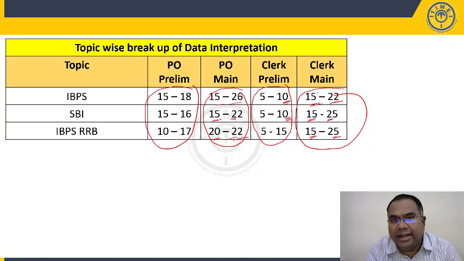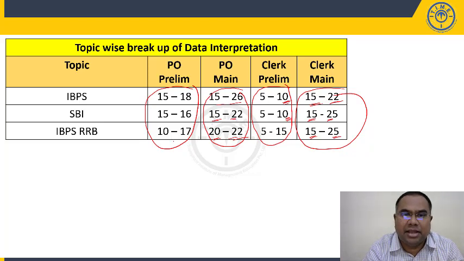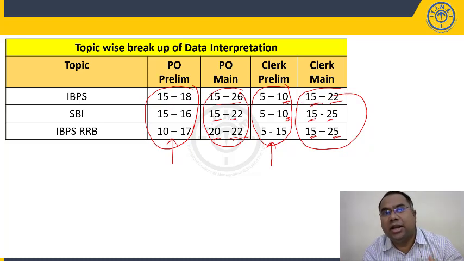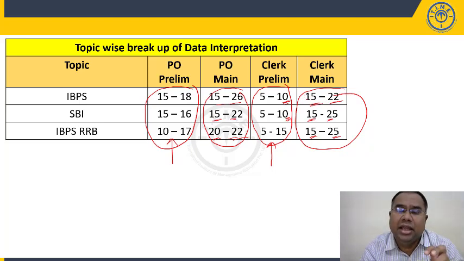Now, the main examination weightage is more compared to the prelim exam, but the prelim exam also has these questions. Particularly when you look at your PO prelim or your clerk prelim, in clerk you are getting 10 questions, sometimes 15 questions, but in PO you are consistently getting 15 to 18 questions or 15 to 16 questions. You can score marks, you cannot afford to lose marks, particularly in prelim.